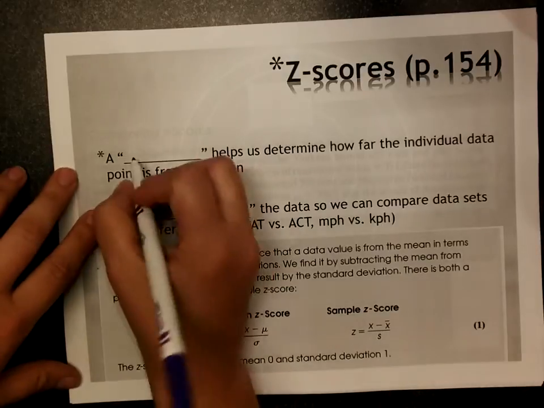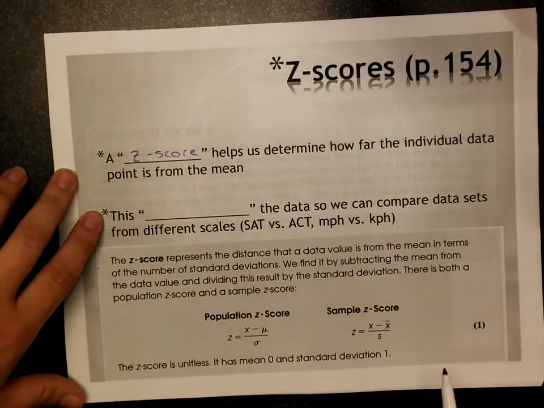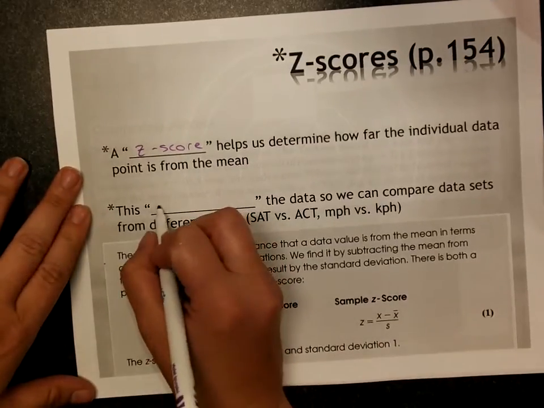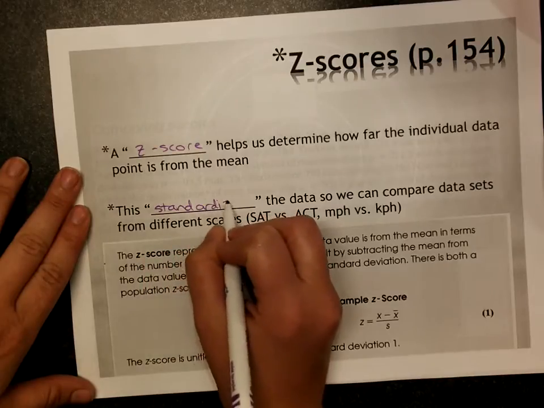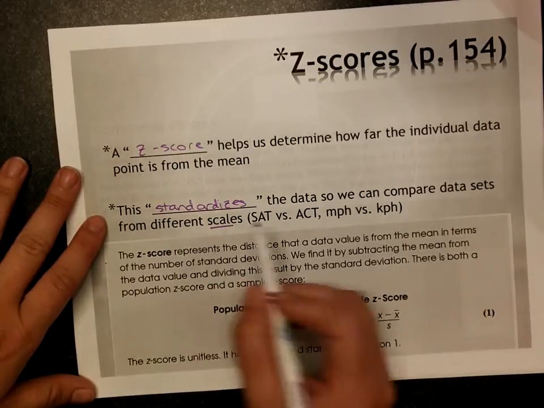So a z-score helps us determine how far an individual data point is from the mean. This is what they call standardizing. This standardizes the data so that we can compare data sets from different scales.